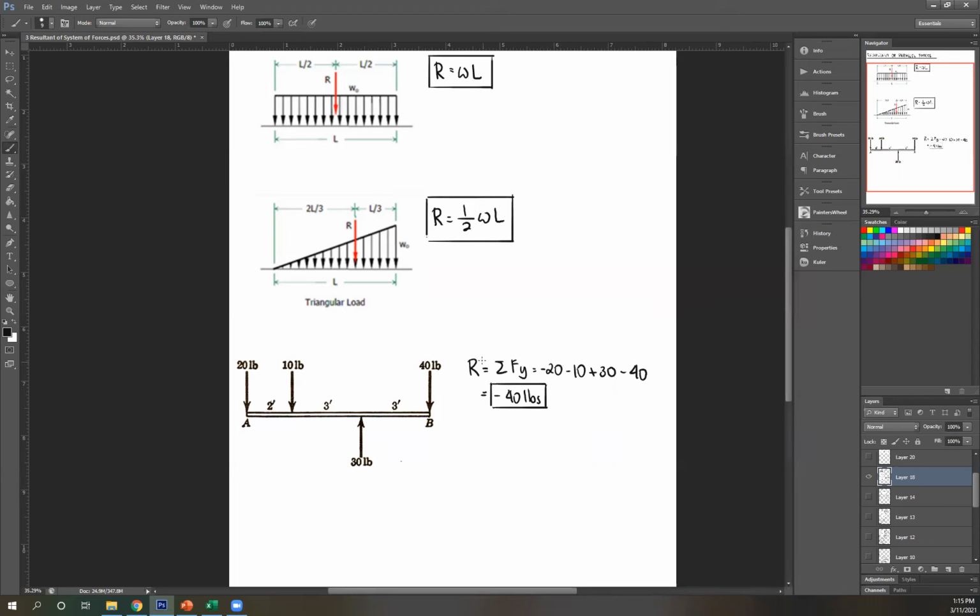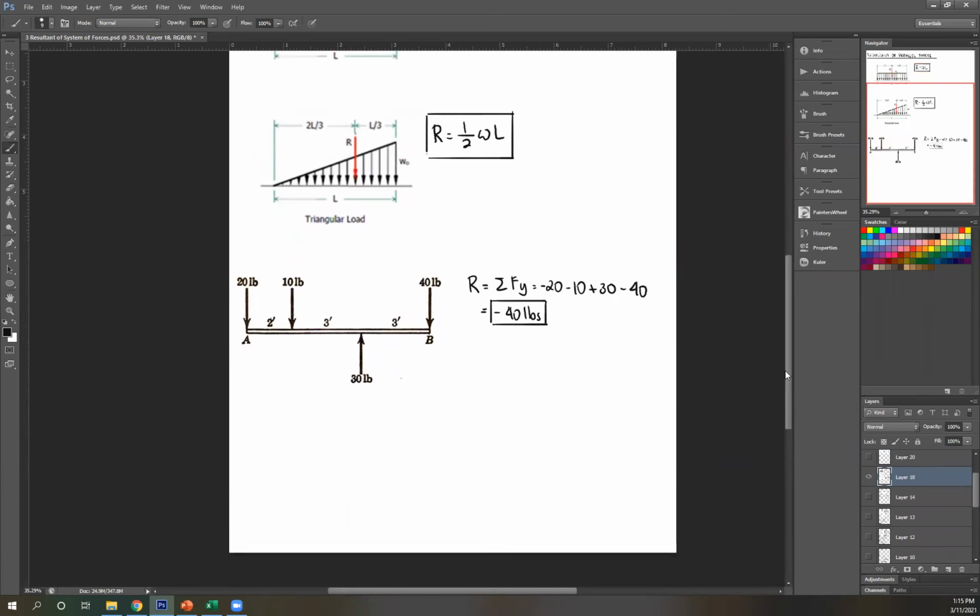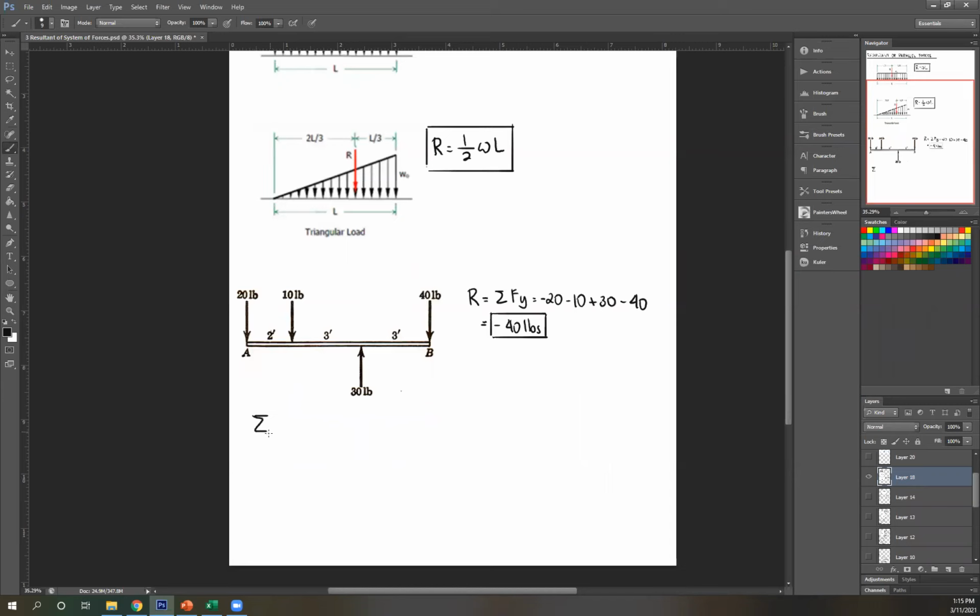So to locate your R, again, in our concurrent force system, to find out where R is, you already know it's in between your forces. Here you have to solve. To solve for the location of your R, you're going to use moment. And then you're going to choose a point. So you can choose any point here along the bar.